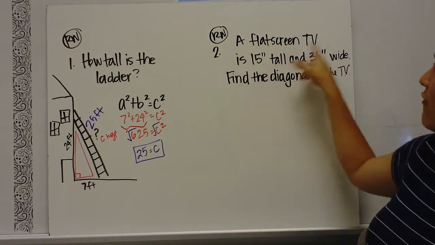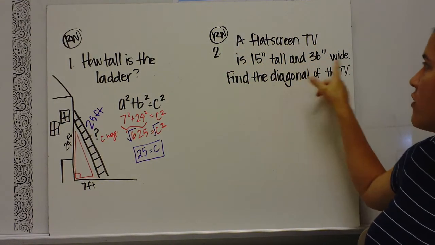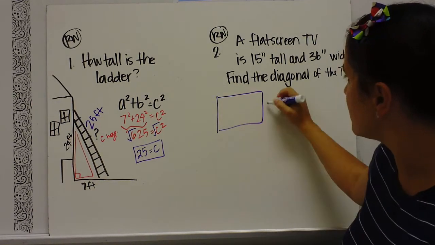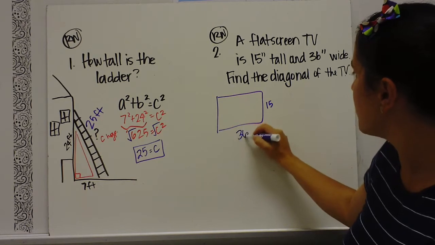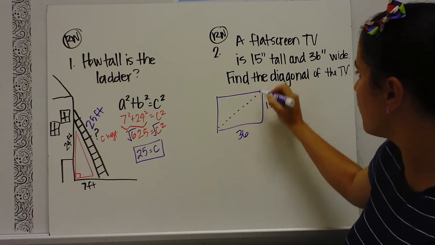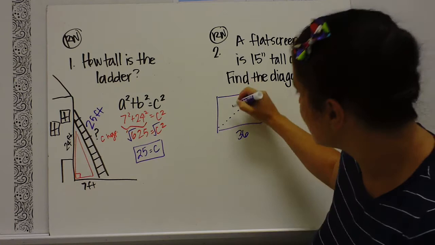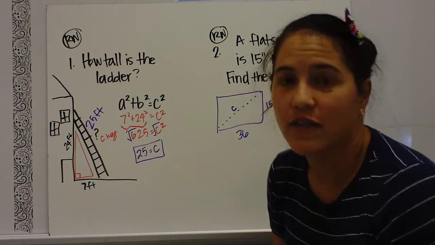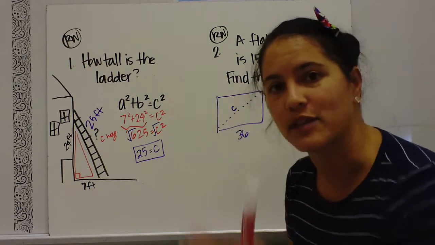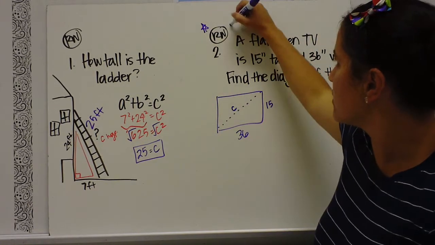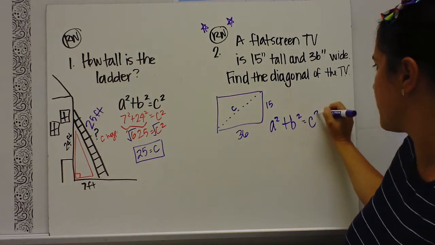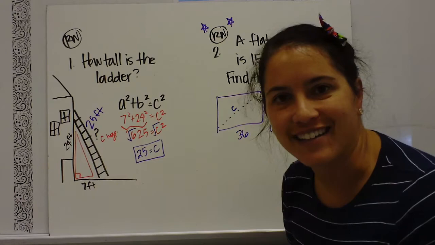So real world number 2: a flat screen TV is 15 inches tall and 36 inches wide. Find the diagonal of the TV. So if we have a TV that's 15 inches tall, 36 inches wide, we're looking for the diagonal. That would be your C. That is the hypotenuse, and that's how we measure TVs. When they say 52-inch screen TV, they're talking about the diagonal. So I want you to work this one out on your own using the Pythagorean theorem, and we will go over that one in class tomorrow.